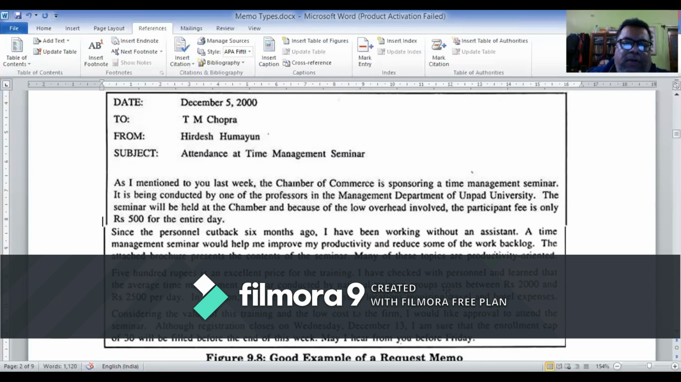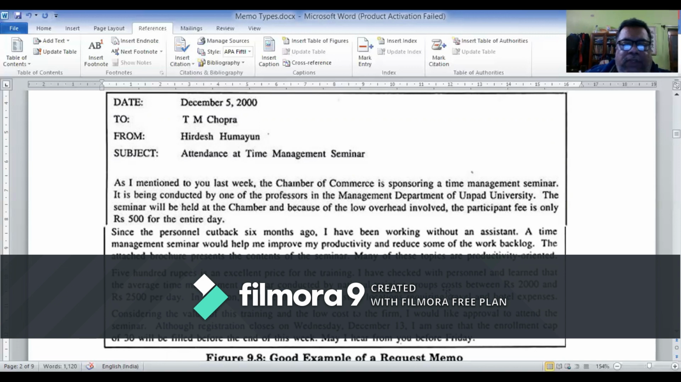It says that the personnel cutback 6 months ago happened, and hence this gentleman, Mr. Humayun, has been working without an assistant, right? And so he feels, and aptly so, that a time management seminar may just be the right intervention that one may be looking at. Okay, and he has also graciously attached the brochure, which has all the contents, and it definitely highlights the fact that the topics are very productivity oriented.